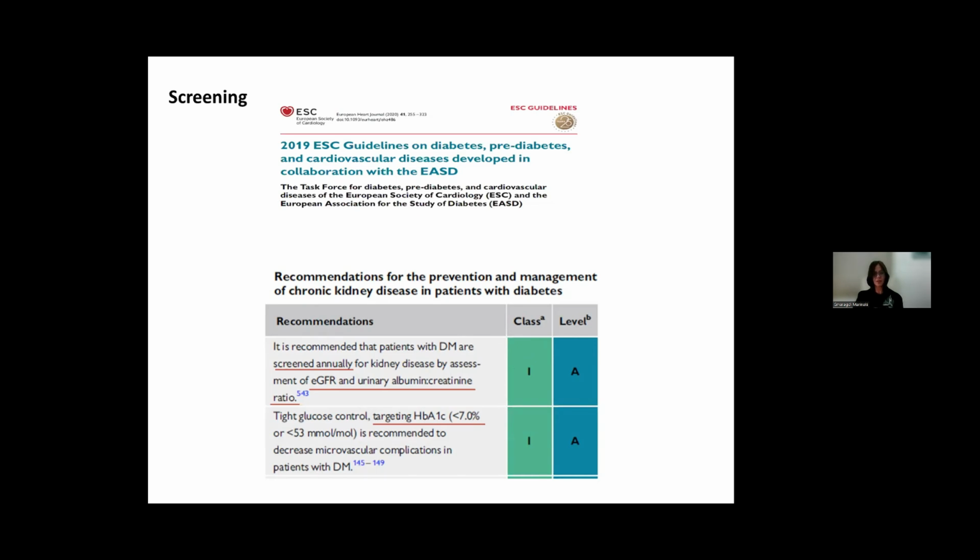And there should also be a tight glucose control with a target of glycosylated hemoglobin above 7%.